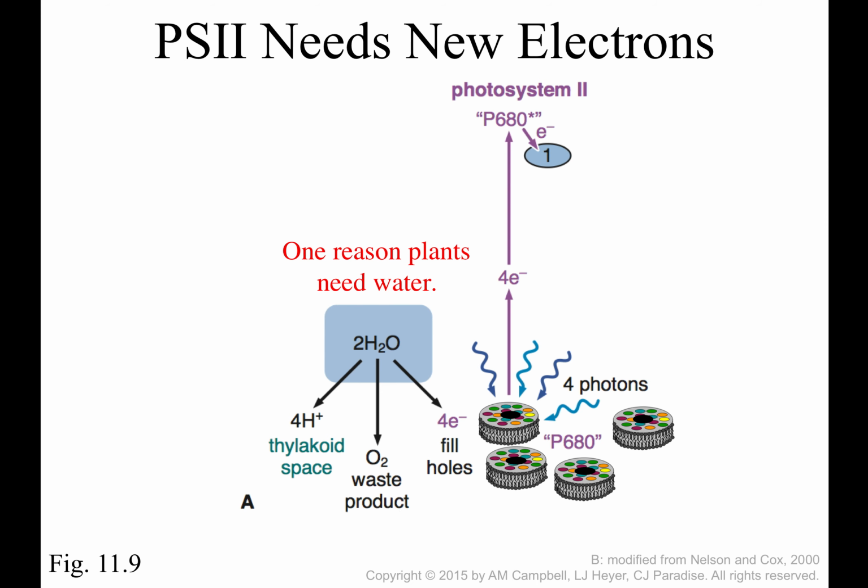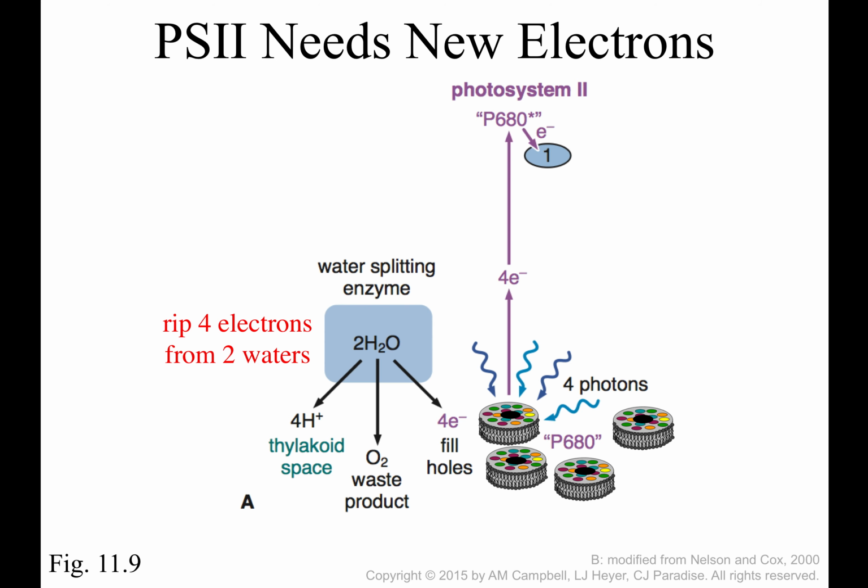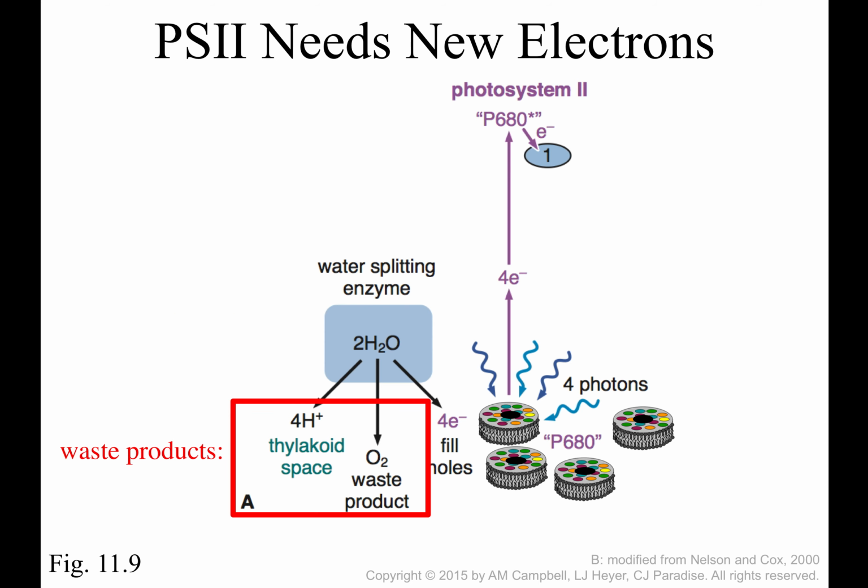So when plants split water in order to fill the hole, they end up with oxygen as a waste product, and that's why plants give off oxygen. It's because they're doing photosynthesis. They need electrons to fill their hole in their photosystem. They get that from splitting water, and oxygen is left over. Okay?